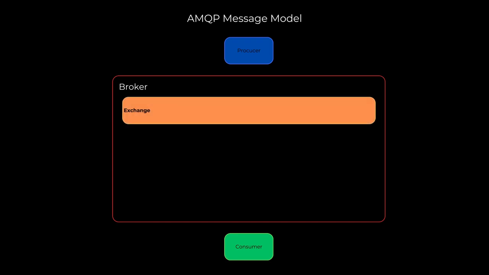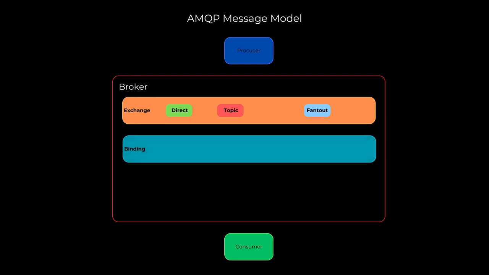Exchange: an exchange is a routing component in the AMQP system. It receives messages from producers and determines how to route them to one or more queues based on routing keys and message attributes. There are several types of exchanges. Direct exchange routes messages to queues based on a specified routing key. Fanout exchange routes messages to all bound queues without considering routing keys. Topic exchange routes messages to queues based on pattern matching of routing keys.